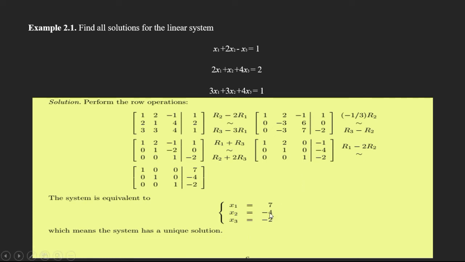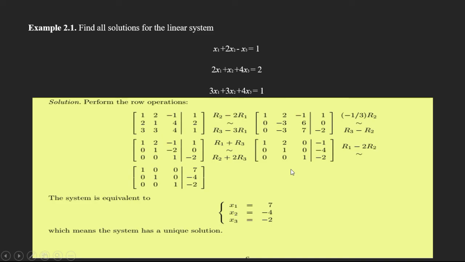If you substitute all these values in the first equation of the system, you will get 1 on the left side as well. If you substitute these values in the second equation, you will get 2 on the left side, and if you substitute all these values in the third equation, you will also get 1 on the left side. So these values are called the solution of that system.